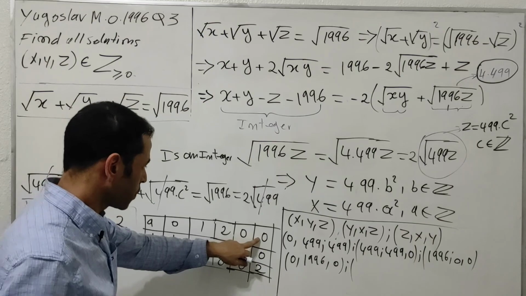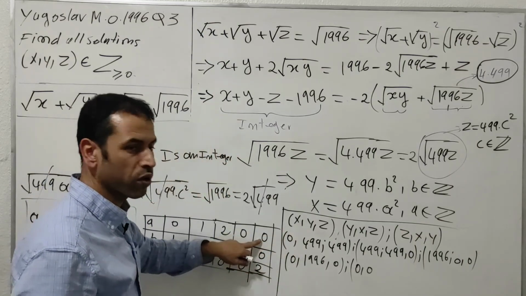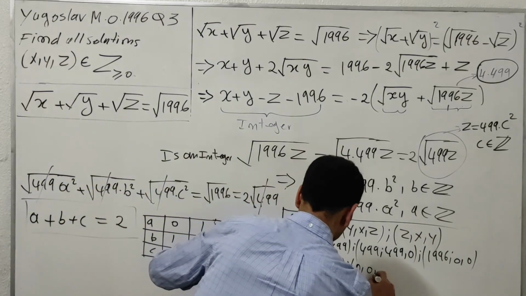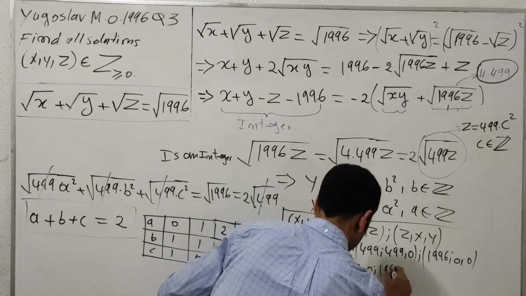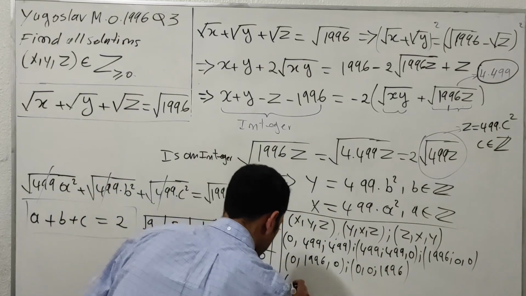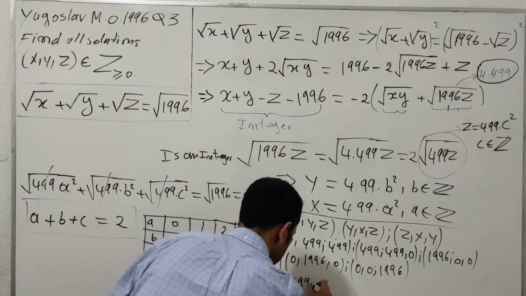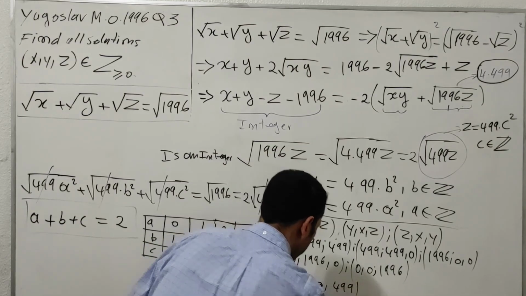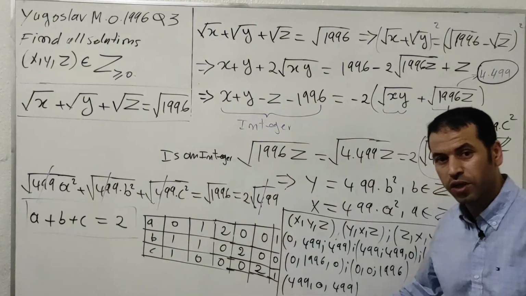For the fifth line, both x and y are 0, because the first one is 0, the second one is 0. The last one is 1996. Okay, I missed another solution: 499, 0, 499. Okay, I have found 6 solutions here. I have done with this problem.